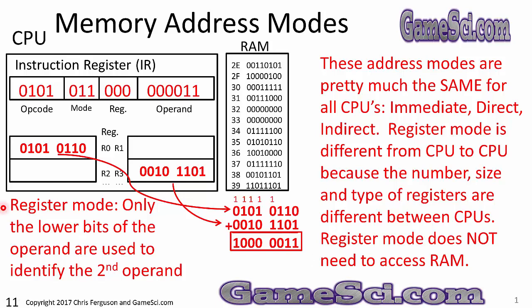Register mode, in this case, is only using the lower bits of the operand, which are used to identify the second operand. Register mode says work on my internal memory to the CPU, therefore it can do its job, like adding 2 registers together, much faster than if it required more access to RAM. RAM is much slower compared to internal CPU memory.